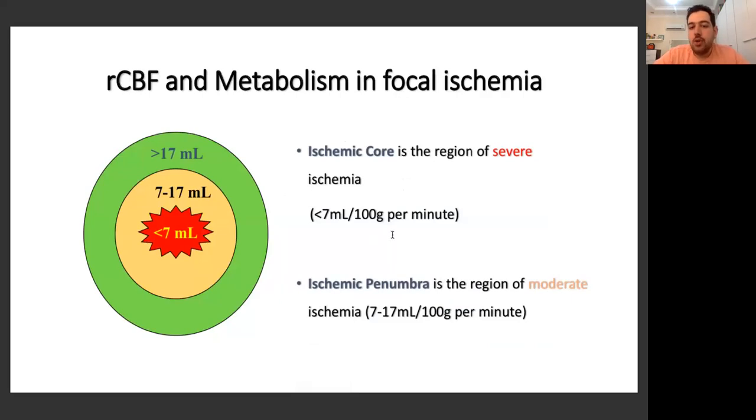This is just again showing the diagram. So you have the ischemic core, that's the area that's already necrotic, it's not salvageable. Okay, we can't do anything about it. And also you have the ischemic penumbra, which is the area of moderate ischemia that surrounds the ischemic core.